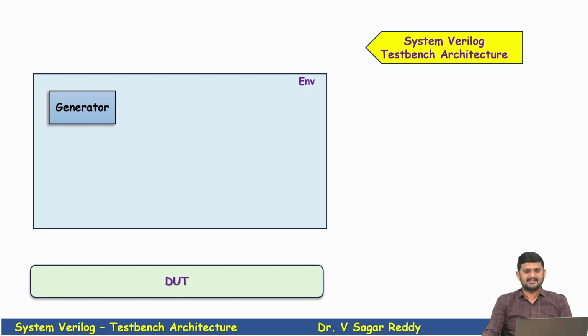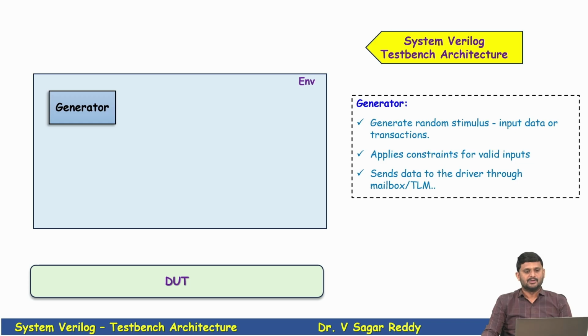Coming to the next component, the generator. Now let's place the first component inside our environment, known as the generator. The generator is the starting point of all verification activity. Its job is simple but critical: it creates the stimulus that will eventually be applied to the DUT. It has three responsibilities. The first one is that it generates random stimulus. The input data are transactions, not raw signals. They are high-level transaction objects.